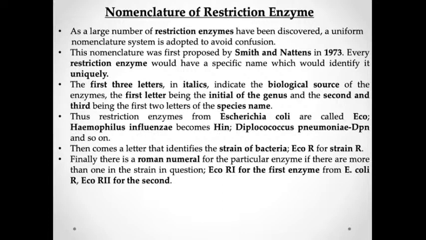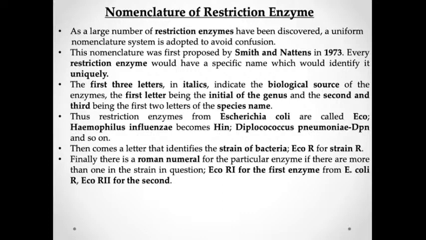Okay, so next is nomenclature: how you write down the name of restriction enzymes. It was given by Smith and Nathans in 1973. They have specific names so that every enzyme can be identified with a unique name. The first three letters should be in italics and indicate the biological source of the enzyme.